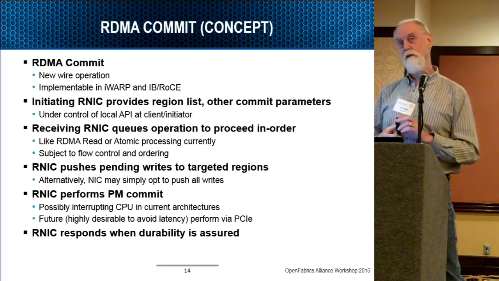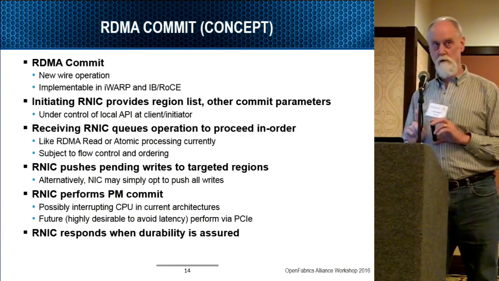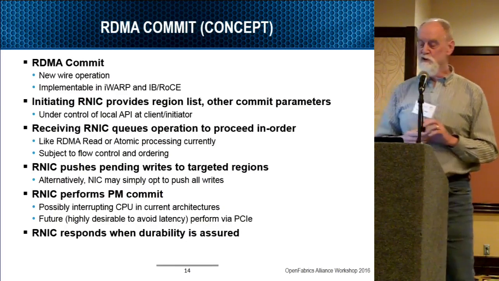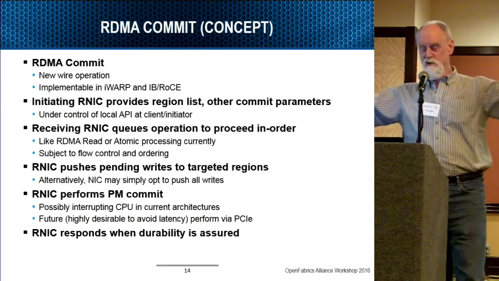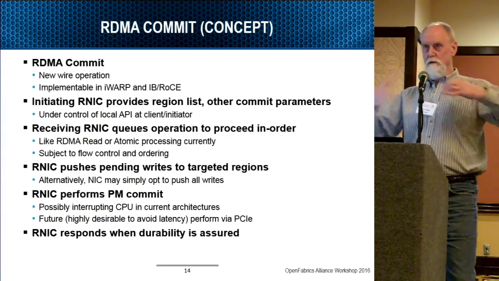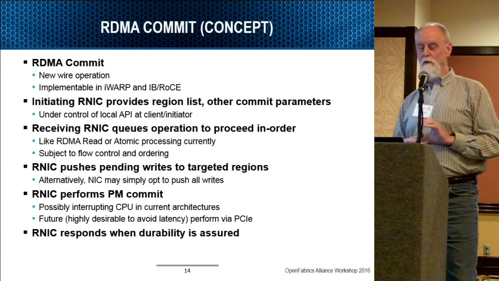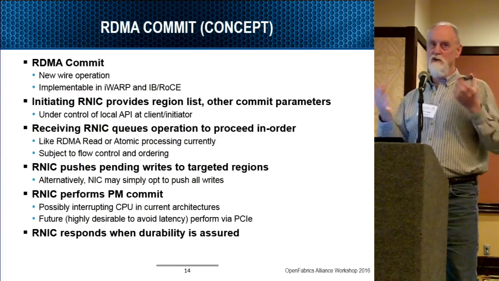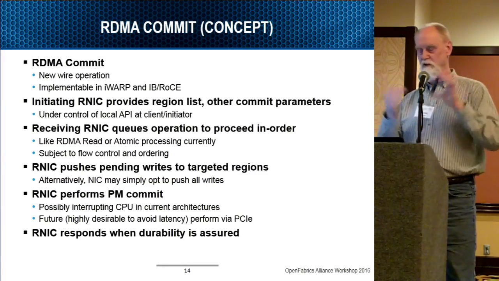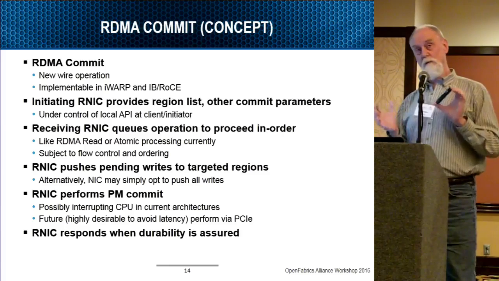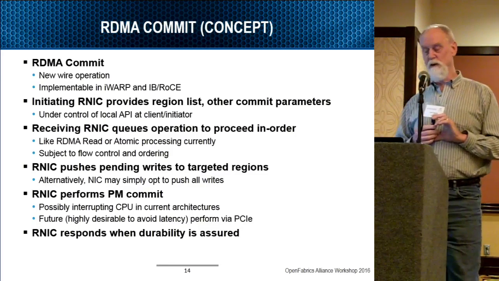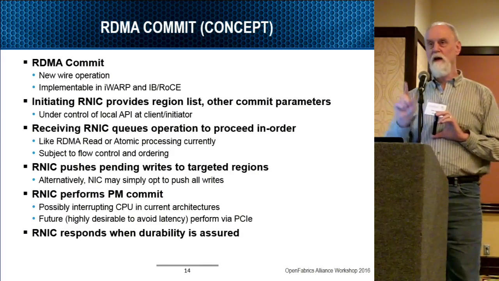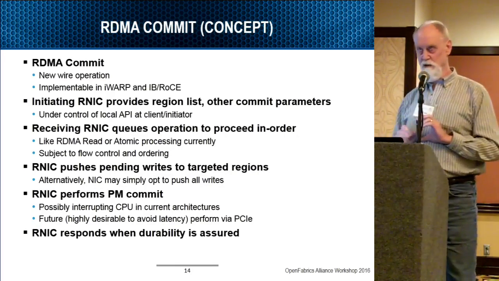And it's therefore subject to flow control and ordering, which is important, okay? Ordering. The RDMA pushes the pending writes to the targeted regions. It basically flushes its buffer. It additionally pushes through the bus of the platform and performs the commit, right? Today in Intel CPUs, that requires this magic instruction called pcommit, actually CLflush and pcommit. In the future, hopefully we can provide it via PCI Express. I'm going to explore that in a minute. And the RDMA responds only when durability is assured. So the API contract is, you reply only when the commit is done.